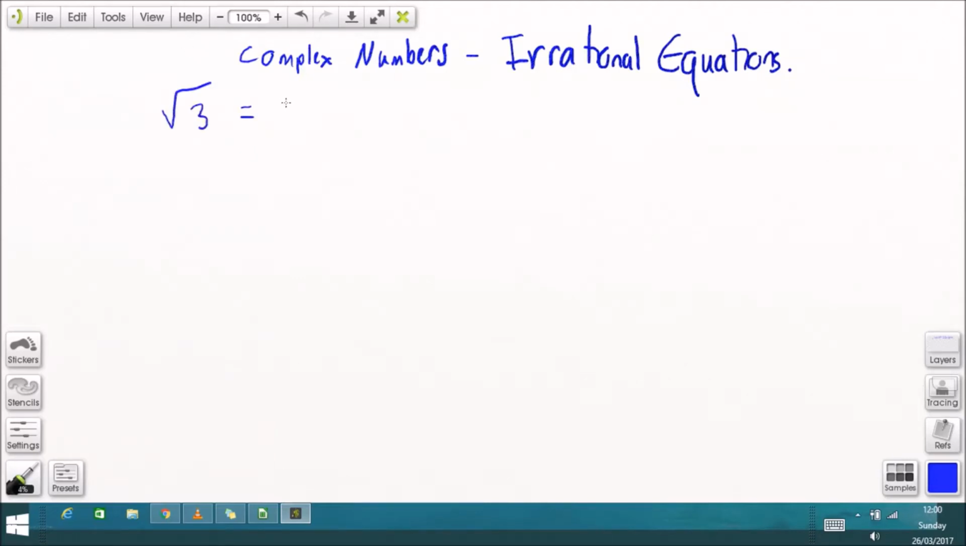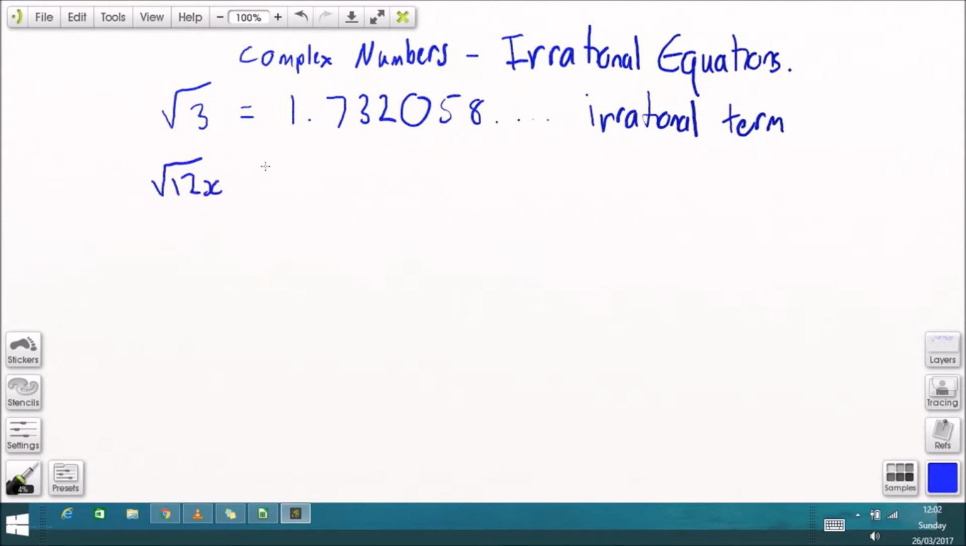Okay, we're going to look at irrational equations now. That is an equation with an irrational term. An irrational term is something like the square root of 3, which can be written as 1.732058, so long as you keep going on, and it does go on and on. So it's a term that cannot be written as a ratio or as a fraction. So it's either written as this approximation as a decimal or as the square root in this case.